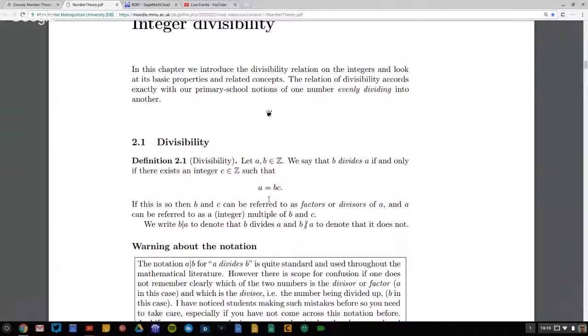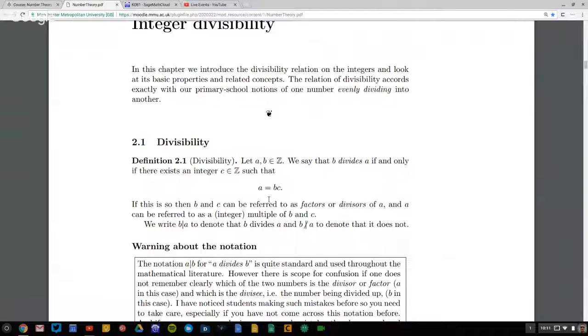So 2 divides 10. Why? Because 10 is 2 times 5. But it is not the case that 3 divides 10, of course, because if you try and write 10 as something times 3, and if this something has to be an integer, what goes there? What's the integer that goes in there? Well, there isn't one. It doesn't exist. So therefore 3 does not divide 10.